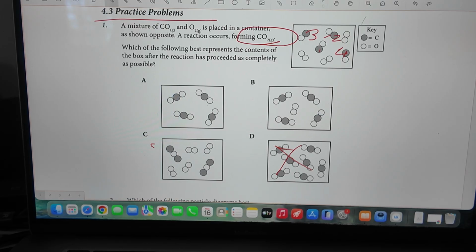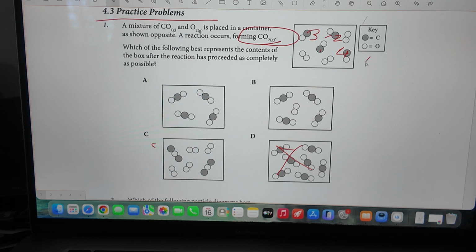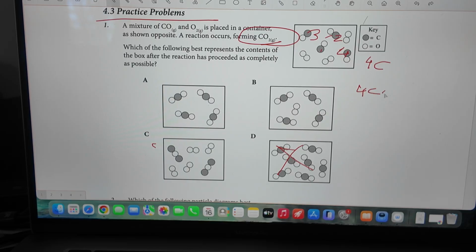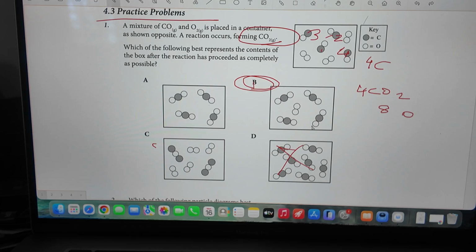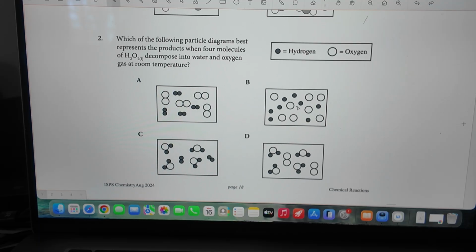And then here we have 1, 2, 3, 4, 5, 6, 7, 8, 9, 10 oxygens. So there's 4 carbons, so there would be 4 CO2s. So there would be 8 oxygen, and then there would be 2 oxygens left over. So I can't think this is the one that we see. That makes sense. Okay, let's look at the next problem.